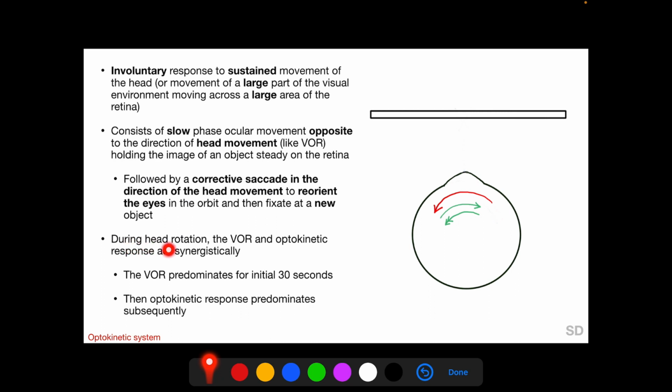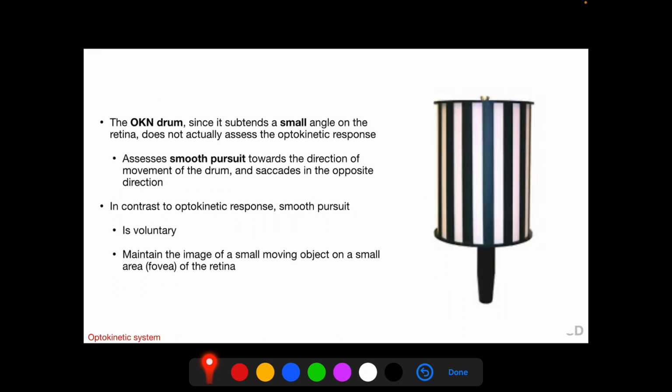So during head rotation, the VOR and the optokinetic system act synergistically. The VOR predominates for the initial 30 seconds of sustained head rotation, and then the optokinetic response predominates. Now we have to remember that the optokinetic drum, although called so, does not actually assess the optokinetic response, since it subtends only a small angle on the retina.